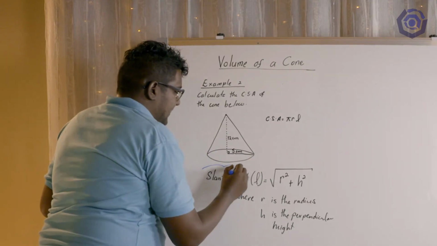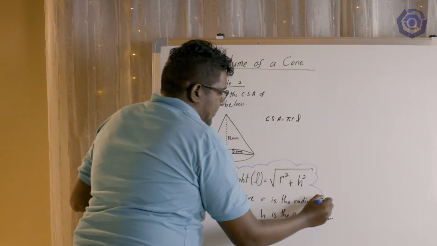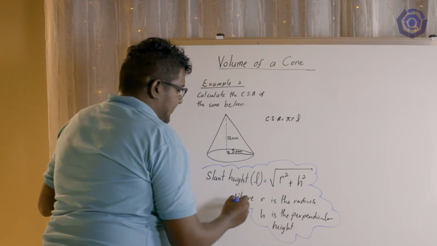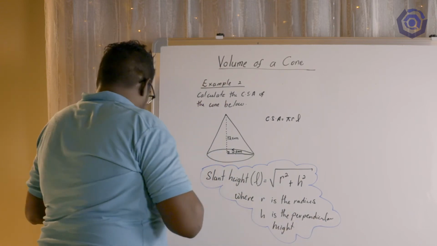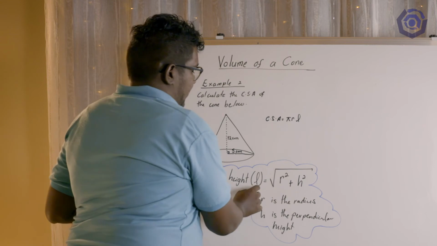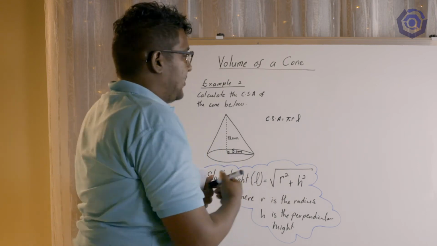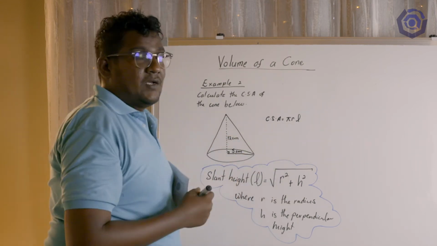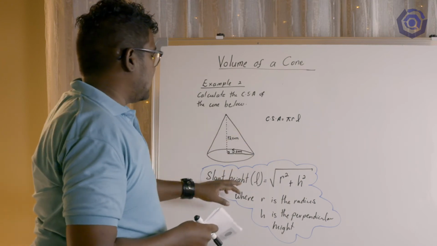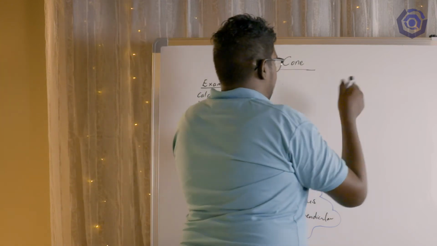So this is our slant height formula. In order to find the curved surface area of this shape, we first have to find what L is, and then use pi r L to find the curved surface area. So let's find what L is.